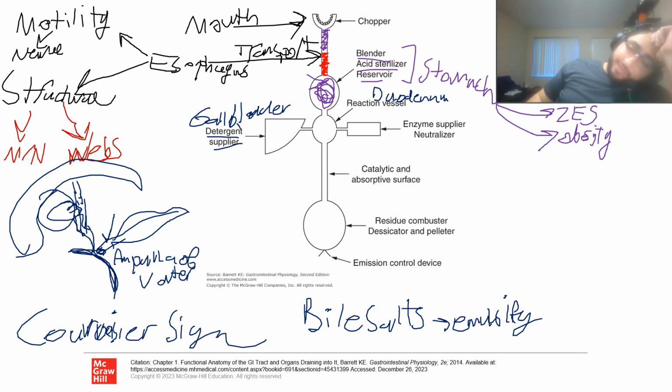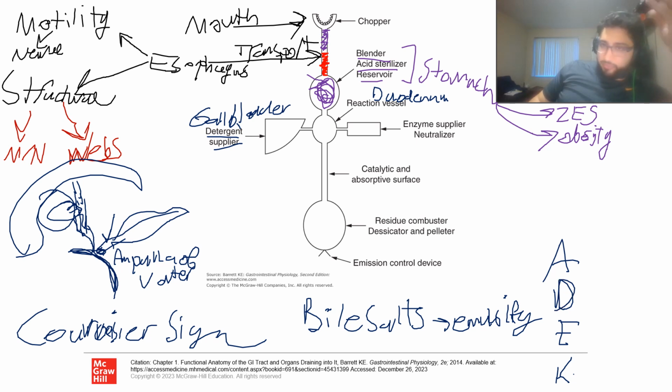But these emulsified vitamins are the ADEK vitamins. All right, so vitamin E, which is important for antioxidants, vitamin K, which is very important for coagulation, vitamin D, which is important for bone formation, and vitamin A, which is very important for night vision, for immunity, and for the differentiation of skin cells and most mucosal cells into their squamous form. The differentiation of squamous cells depends on vitamin A.